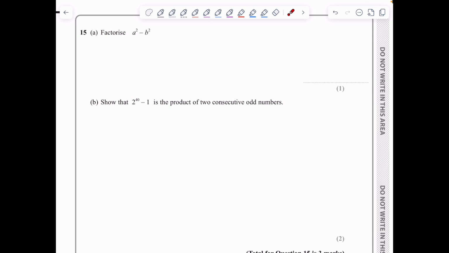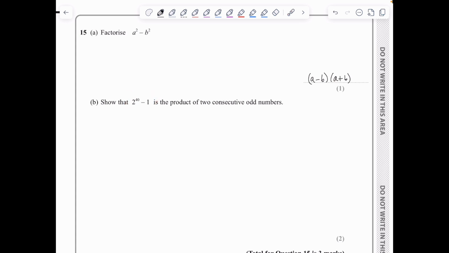In 15a, we're asked to factorize a squared minus b squared, and we should be able to spot immediately that we're looking at the difference of two squares. So we've got (a minus b) times (a plus b). Moving on to part b, we need to show that 2 to the power of 40 minus 1 is the product of two consecutive odd numbers. So this is part b of the question, so there must be a connection with part a. So I'm thinking that this is also the difference of two squares.